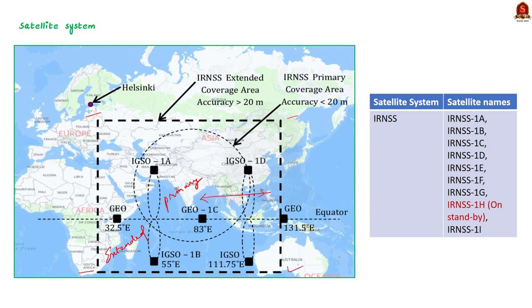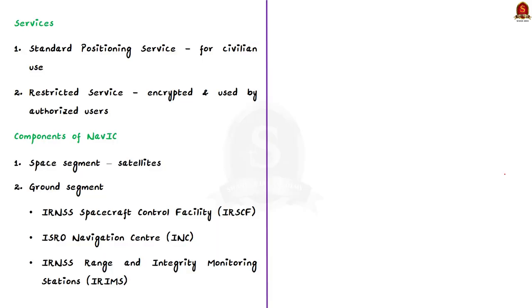Secondly, let us see about the satellite system. The constellation currently consists of 8 satellites that have been in orbit since 2018 with an additional satellite on the ground as standby. Out of the 8 satellites, 3 of them are located in geostationary orbit and the remaining 5 satellites are placed in inclined geosynchronous orbit. I have given the satellites in this table, just give it a glance.